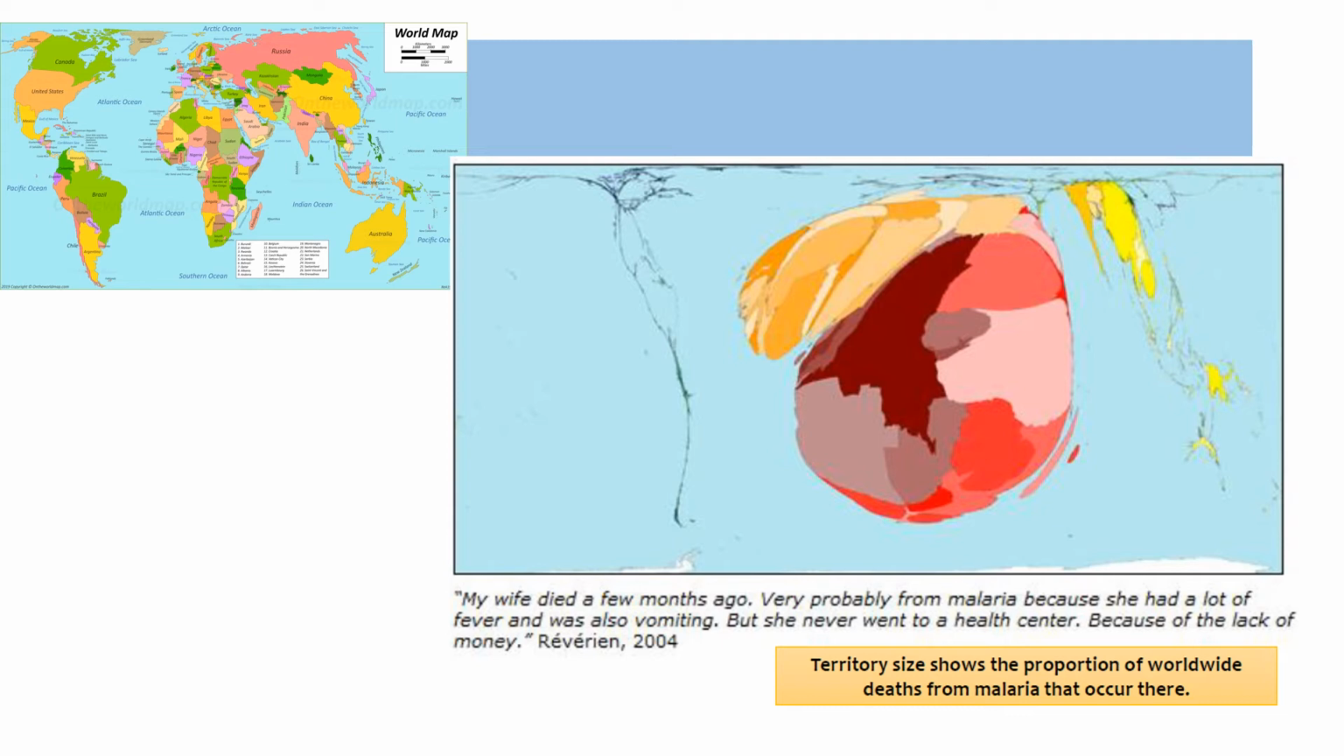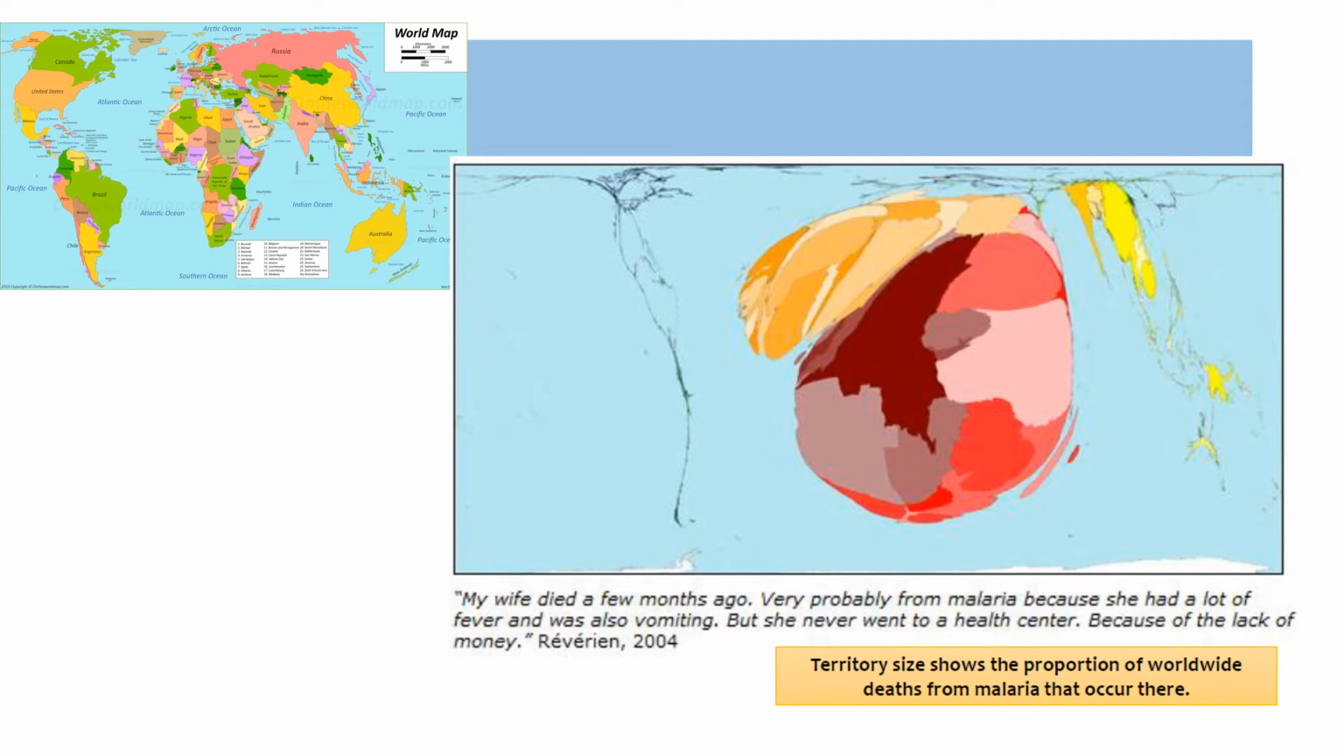With a quote, "My wife died a few months ago, very probably from malaria because she had a lot of fever and was also vomiting. But she never went to a health centre because of the lack of money." Now, isn't that a sad state of affairs? But that's how it is.